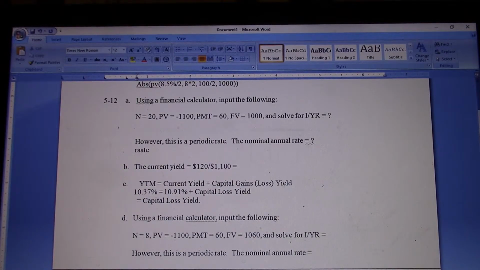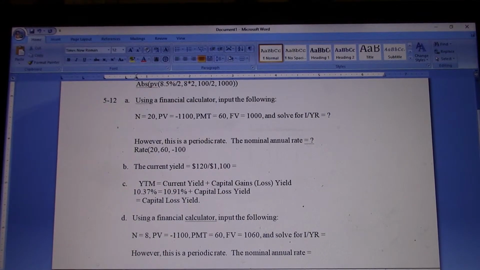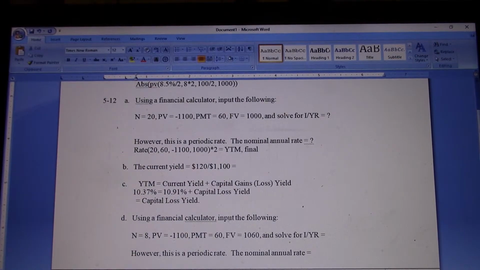To get this, we should use the rate function, right? So 60, 1,000 and multiply by 2. That will be our yield to maturity. Final answer for this one, right?